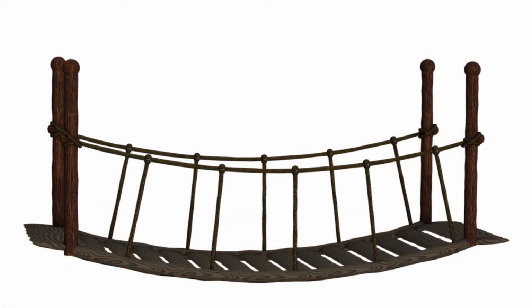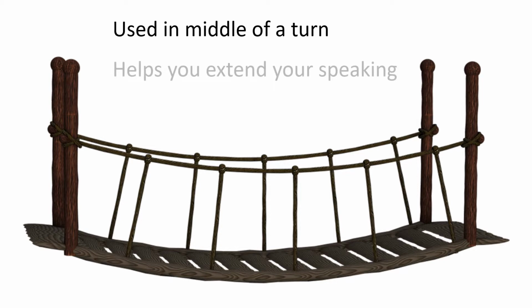And the second type of discourse marker is like a bridge, which we can use in the middle of a turn to connect two thoughts or two ideas. Again, this helps extend your speaking. We often use these with words like so.